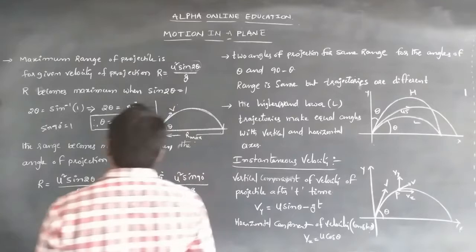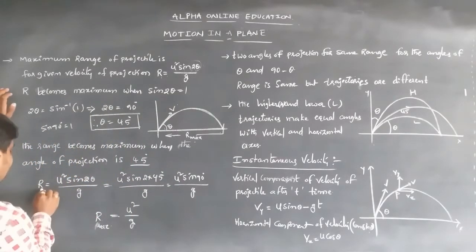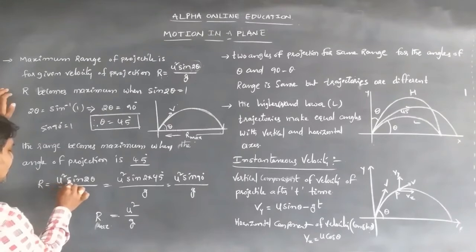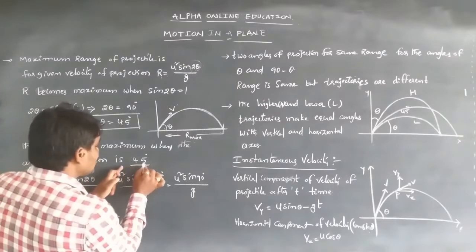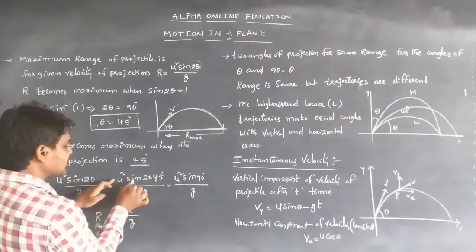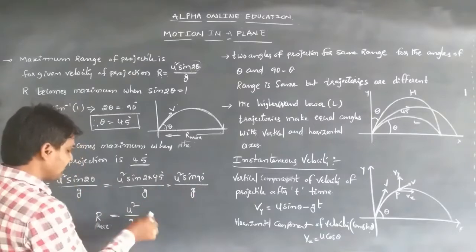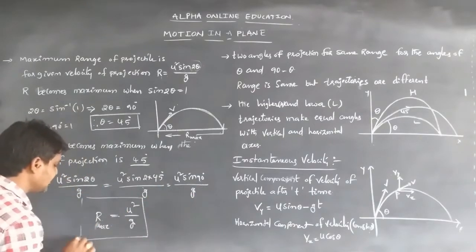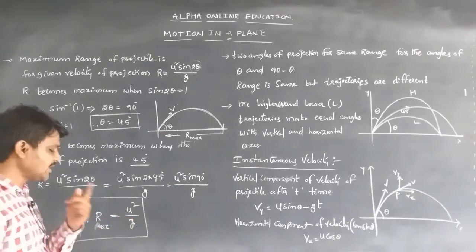Let's see what the equation for the maximum range is. We know the formula for the horizontal range is R is equal to U square sin 2 theta by g. If we substitute theta is equal to 45 degrees, then we get U square sin 2 into 45, which is sin 90, by g. From that, the maximum range is R is equal to U square by g.